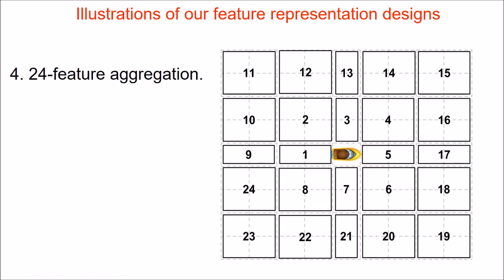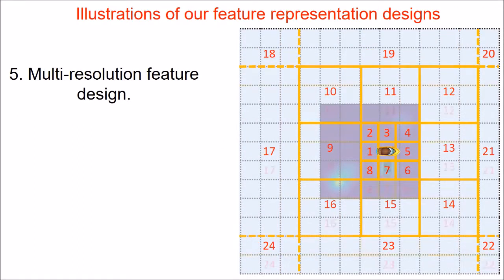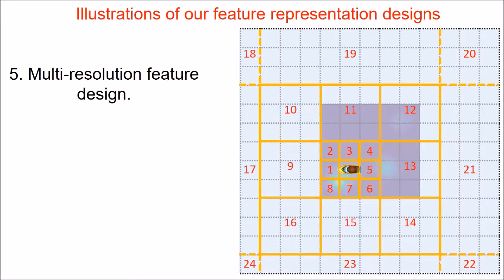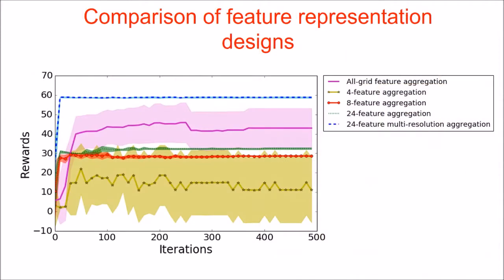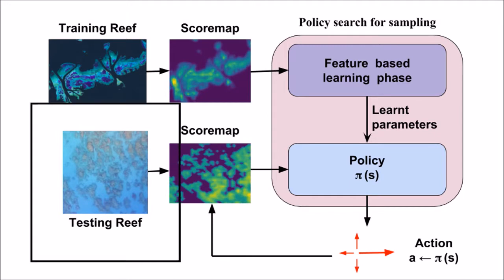24-feature aggregation of state space is illustrated here. In the multi-resolution aggregation, the feature cells grow in size along with the distance from the robot location, as depicted. We compared all 5 state aggregations on an example grid world and found the multi-resolution non-uniform state space representation to perform better than others. We present 2 test scenarios.